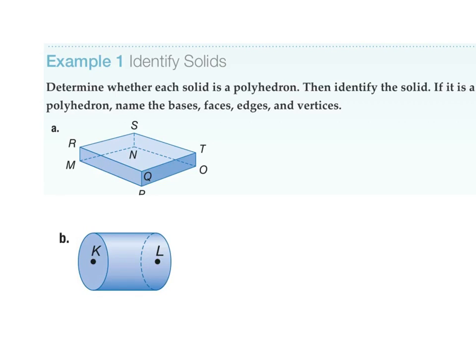In example 1, it says determine whether each solid is a polyhedron. Your first answer must always be yes or no. So if I'm looking at example 1, the first thing I would write is yes, it is a polyhedron. It's a closed shape, none of the sides are curved. Then identify the solid. This is a rectangular prism.